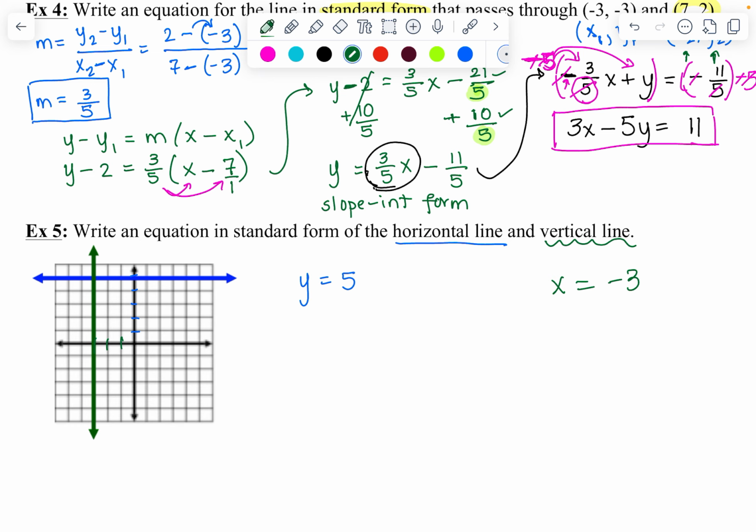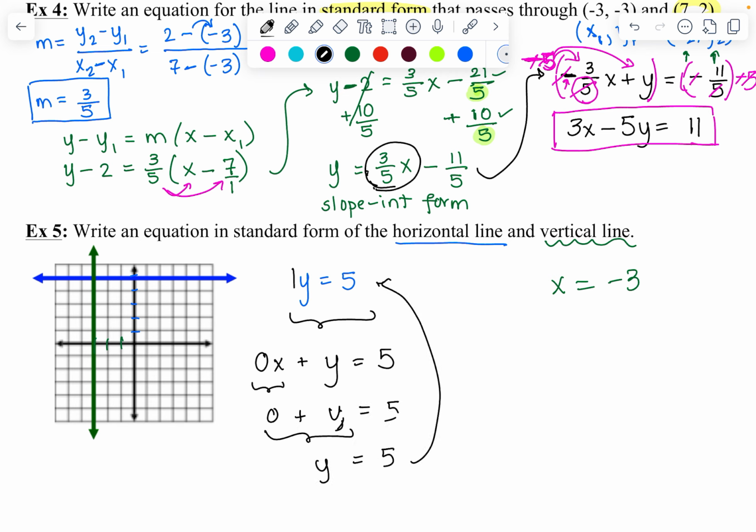Okay. So we're going to take this, y equals 5, and put it in standard form. It has to be a 0x. Agreed? Plus y, 1y, the coefficient on y is 1, is equal to 5. 0 times x is 0. 0 plus y is y. And all you do is keep bringing down your equals 5, and that's what you end up with.